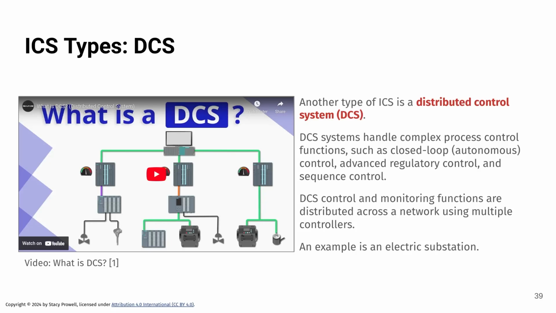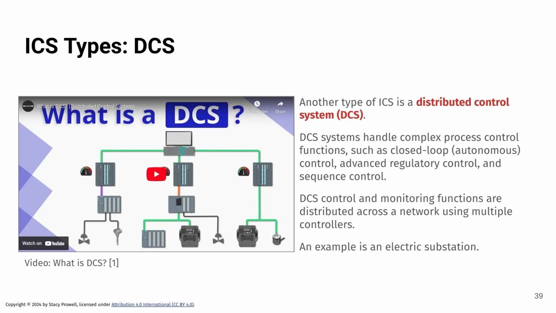A DCS system, we close that loop, and it operates entirely automatically on its own. And an example of this is components within an electric substation. They operate entirely on their own. And you may say, well, that's just a part of this bigger energy distribution system, and that's right. SCADA systems and DCS systems can work together.